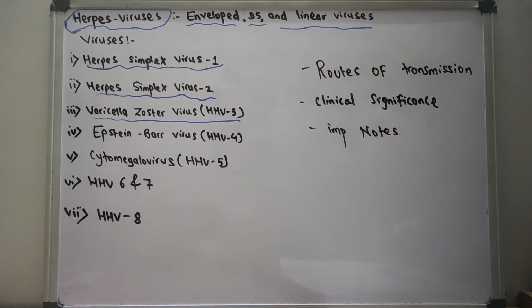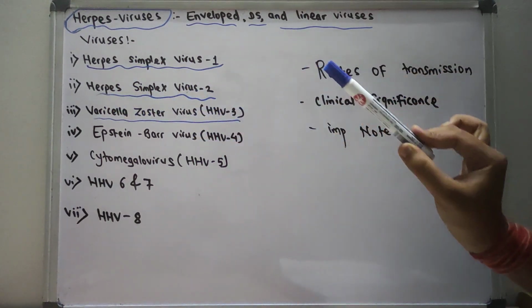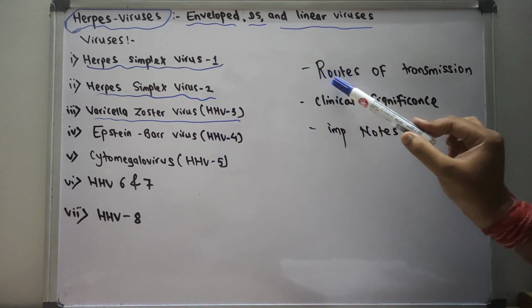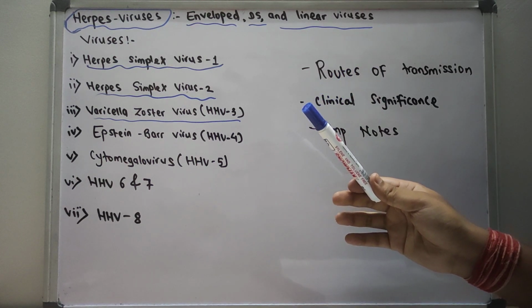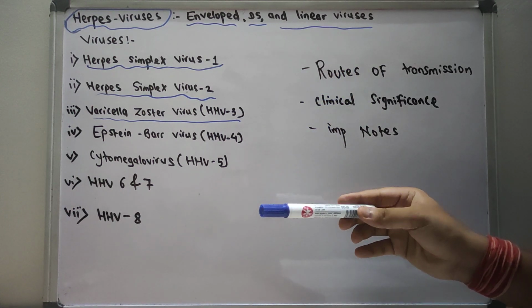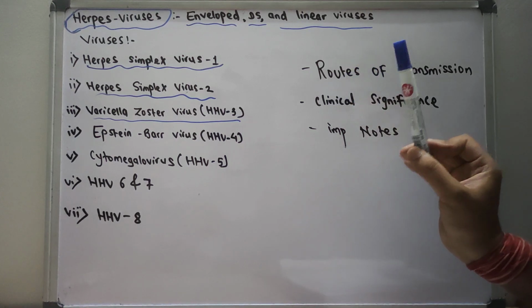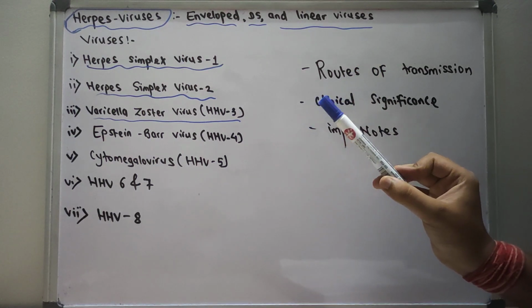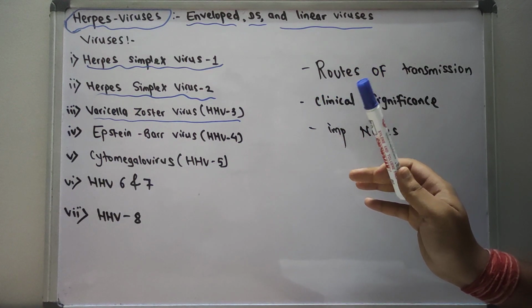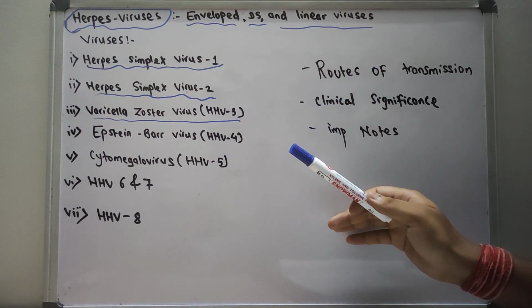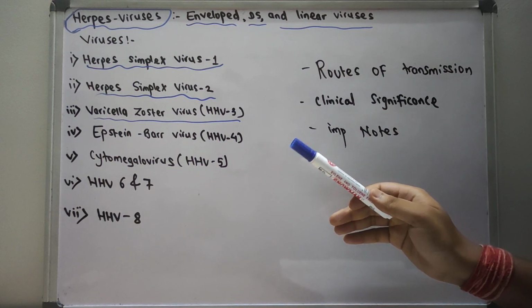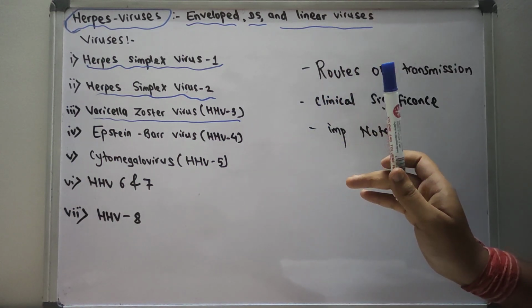Now let us talk about the human herpes virus 3. This human herpes virus 3 is also known as the varicella zoster virus. So the main routes of transmission of this varicella zoster virus are through the respiratory secretions and contact with the fluid from the vesicles. And the clinical significance of this human herpes virus 3 is that it causes varicella, also known as chickenpox, and it also causes shingles, encephalitis and pneumonia.